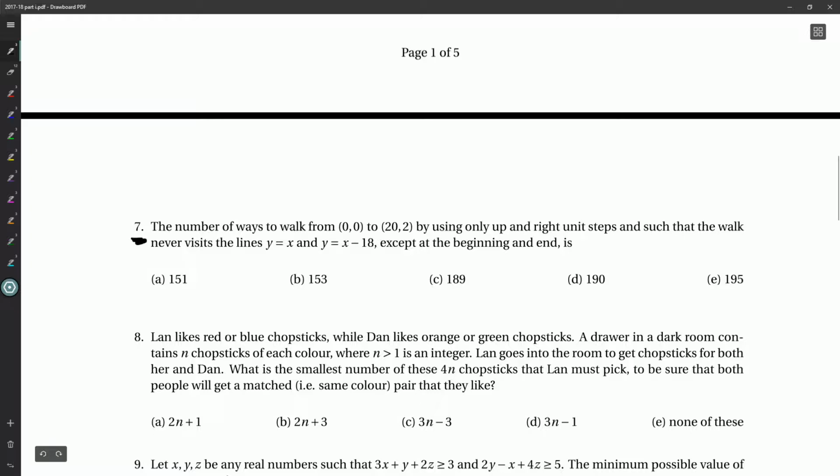So question 7 here: the number of ways to walk from 0 to 20, 2 by using only up and right unit steps, such that the walk never visits the lines y equals x and y equals x minus 18, except at the beginning and end, is... Okay. So what does this even look like? That's what we're interested in.